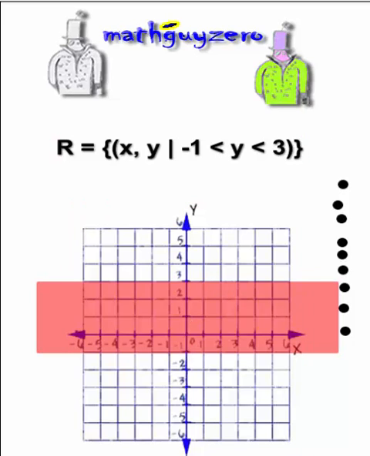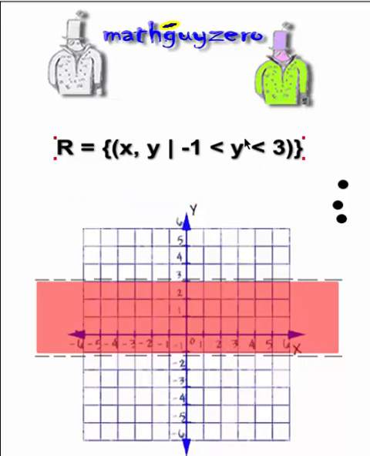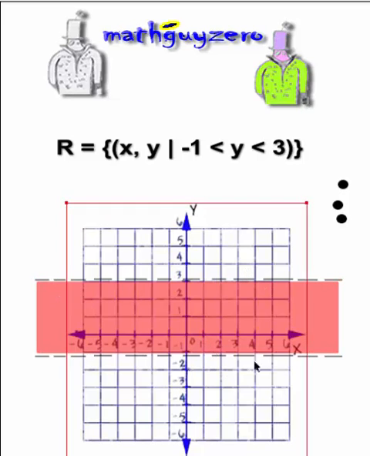And because it's a less than problem, you're going to put little dotted lines up there. What that means is that you will not include the number -1 in this relation, or you will not use 3, right? You will not use y equals 3 or y equals -1.